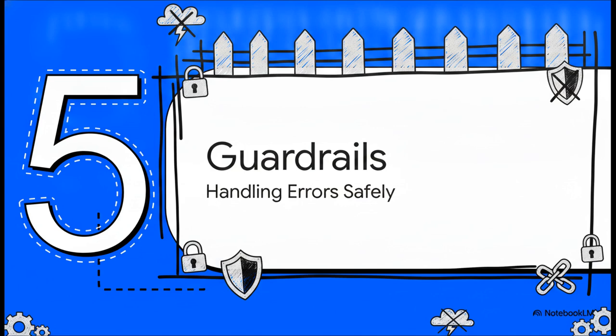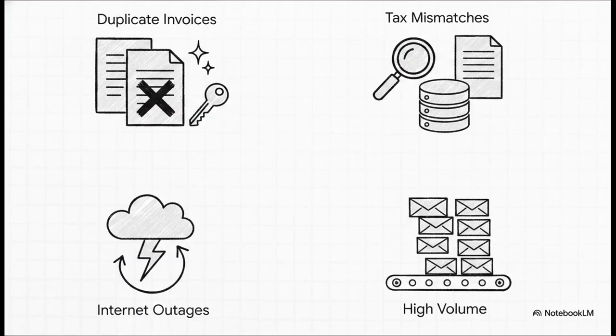All right, Section 5, Guardrails. How we handle errors safely. Because let's face it, things inevitably go wrong in tech. Integration isn't always smooth sailing. So let's rapid fire through some common challenges and the technical guardrails we use to solve them.